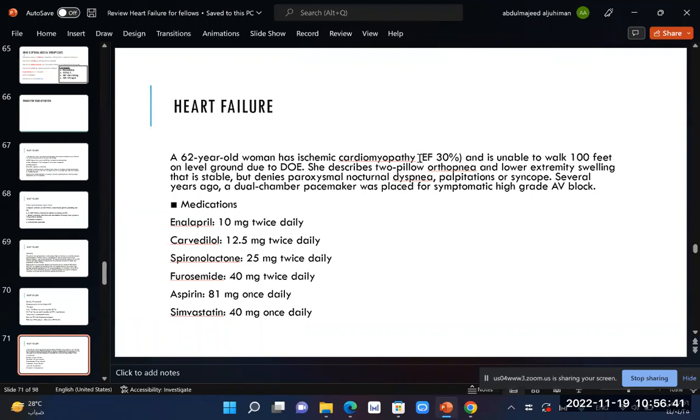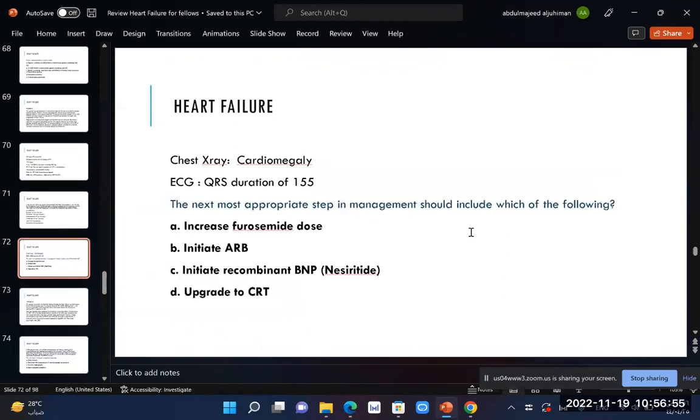So generally, ischemic cardiomyopathy, low ejection fraction, symptomatic now, orthopnea, lower extremity swelling that is stable, no PND, palpitation, or syncope. Chest X-ray, cardiomegaly. ECG, QRS duration of 155. The next appropriate step should include: increase furosemide dose, initiate ARB, initiate nesiritide, or upgrade to CRT. You can upgrade to CRT.